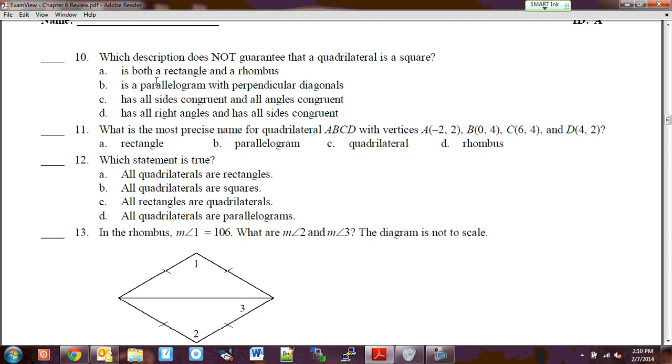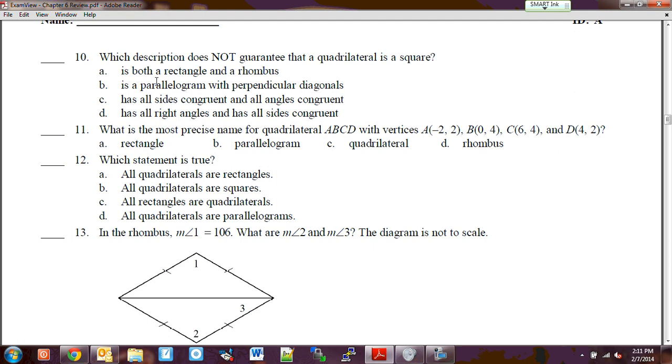a rhombus has perpendicular diagonals, and since a square is a rhombus, that means by default it also has perpendicular diagonals. Okay, but just because a parallelogram or a quadrilateral has perpendicular diagonals does not necessarily mean it has to be a square. All it means is it has to be a rhombus. So letter B is a possible answer.